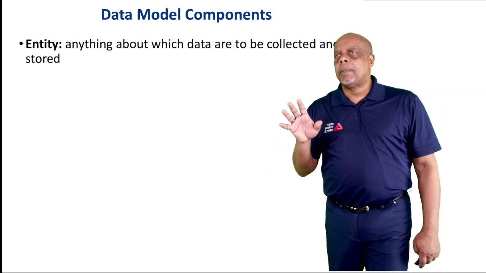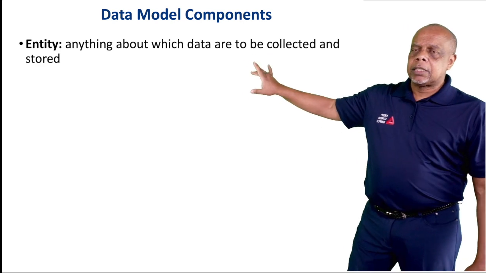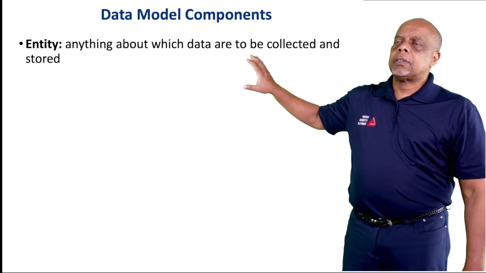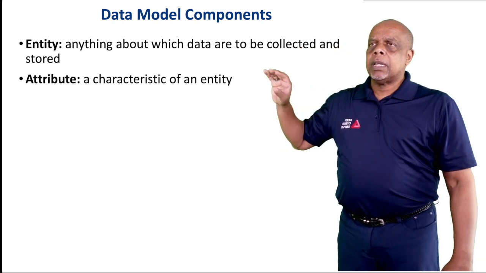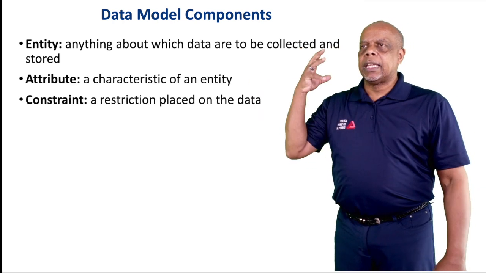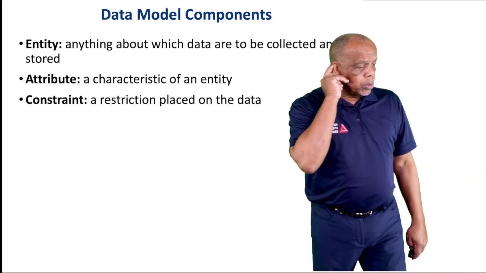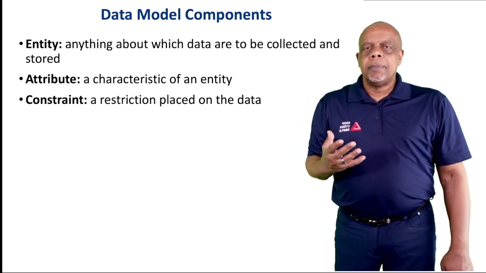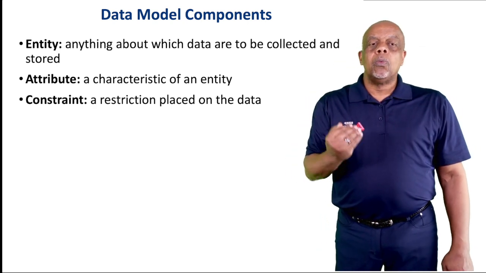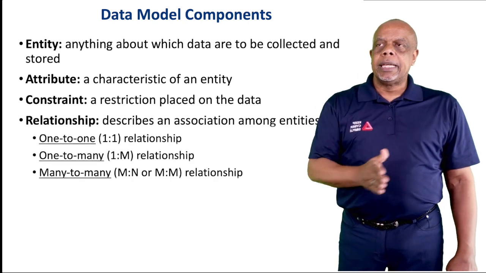Some components of a model: entity. We talked about this in the last lesson. Actually, anything about which data can be collected. The attribute, that's a characteristic of that entity. A constraint, this one we did not cover. What is a constraint? A restriction placed on the data. Many things have constraints, where we don't want this to do this, or there are certain limitations.